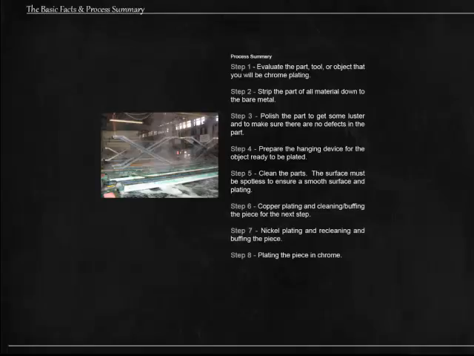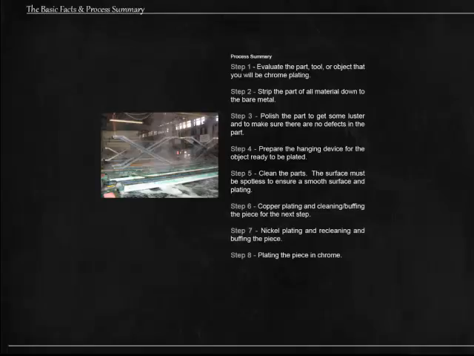The fourth step is preparing it to hang, because, as you can see in the picture, it gets dunked down into that tank. And that's how the electroplating process happens. And then after that, it's cleaned again, because, as I said, it's really important that there's no dust or any kind of particles on it.